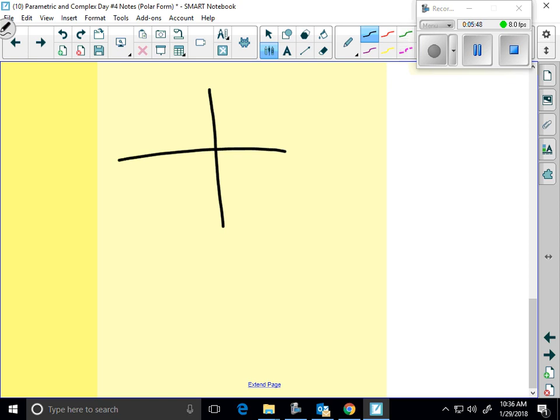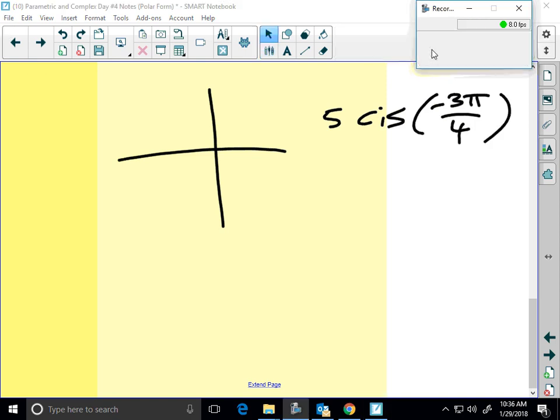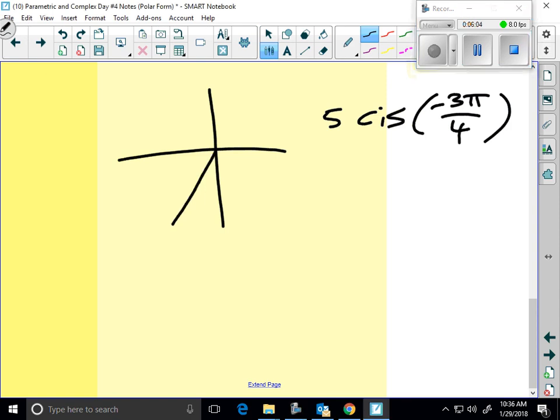Okay, let's go 5 cis negative 3 pi over 4. Will you plot that for me? That would end up in which quadrant? Third quadrant, right? I'd have 5 here. What would this angle be? Yeah, pi over 4, right? So the angle of rotation is negative 3 pi over 4. And I get a hypotenuse of 5.